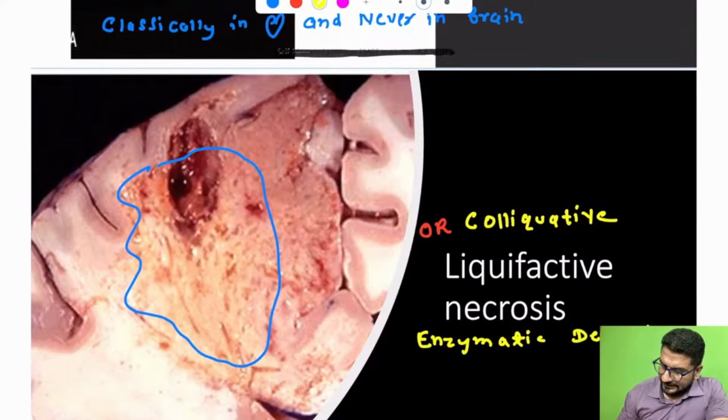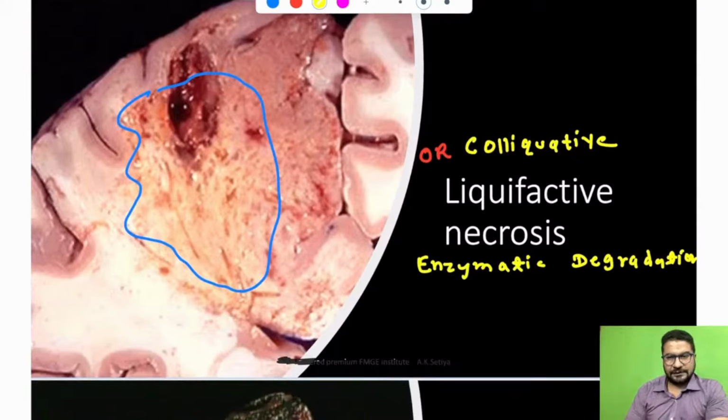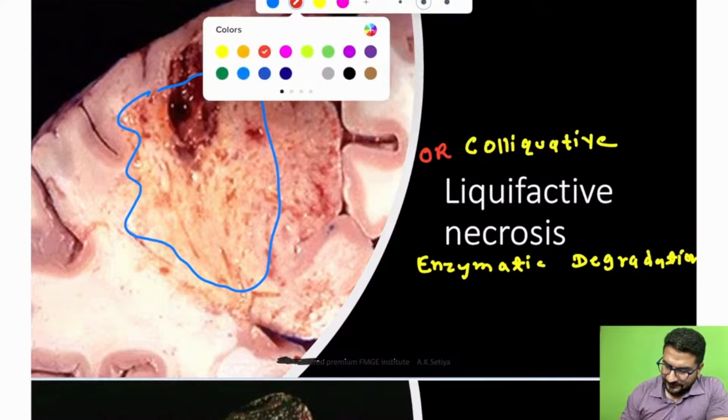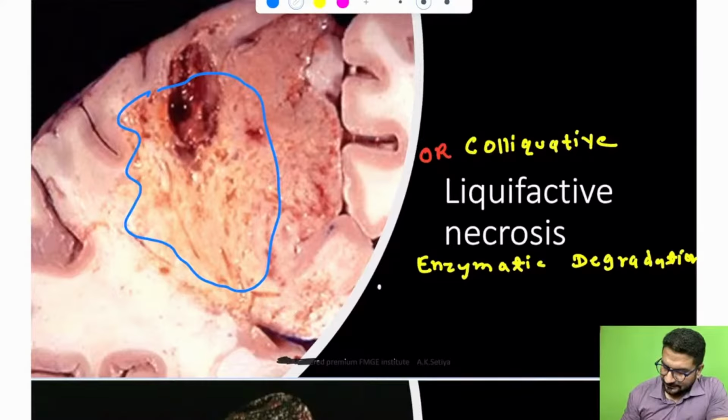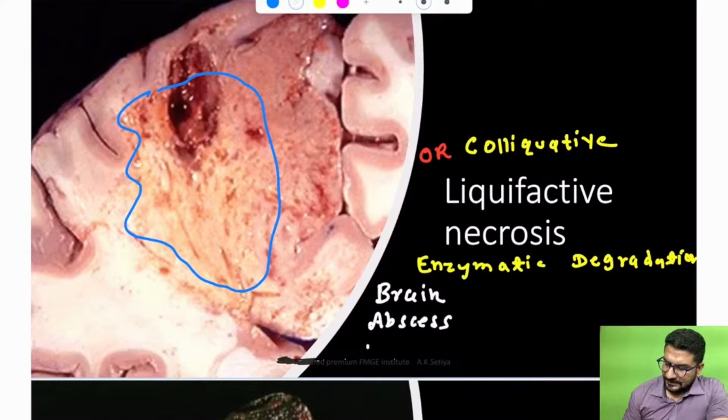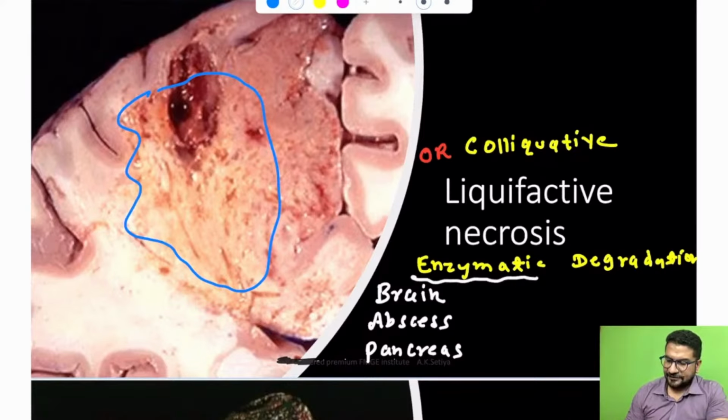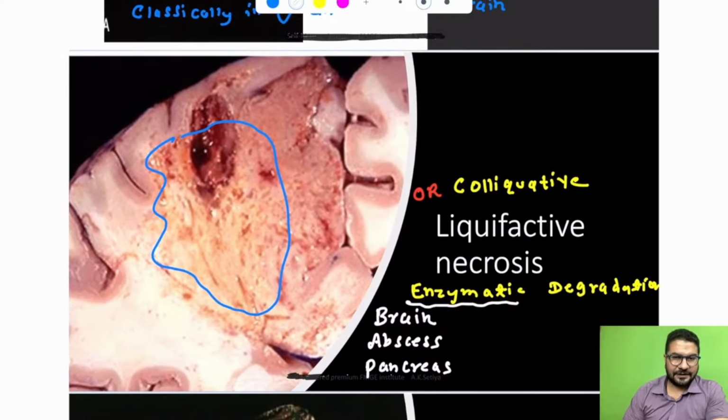Coagulative is due to protein denaturation. It is due to enzymatic degradation. Now understand this thing. This type of necrosis, colliquative or liquefactive, is classically seen in three places. So where do we see this? It is seen in brain. Any part of brain, like ischemic stroke, hemorrhagic stroke, any type of abscess, किसी भी तरीके का abscess. And this is seen in pancreas, because in pancreas you will see action of amylase and lipase. So what are these? These are enzymes. So it is due to enzymatic degradation. So this is called liquefactive necrosis.